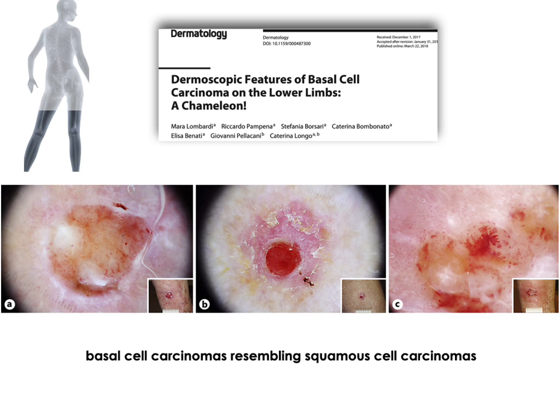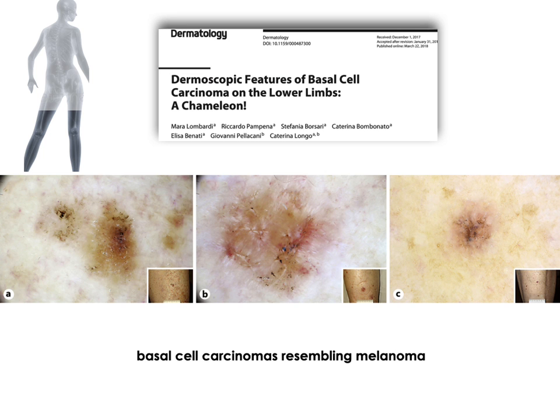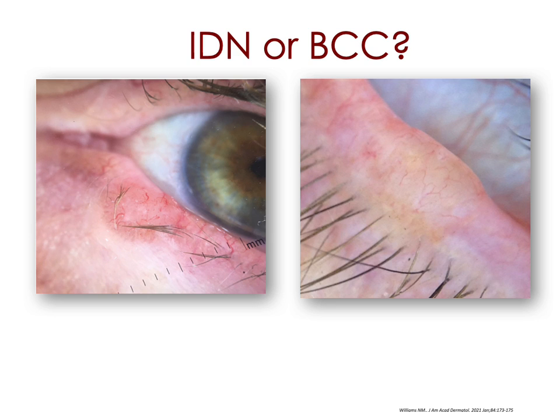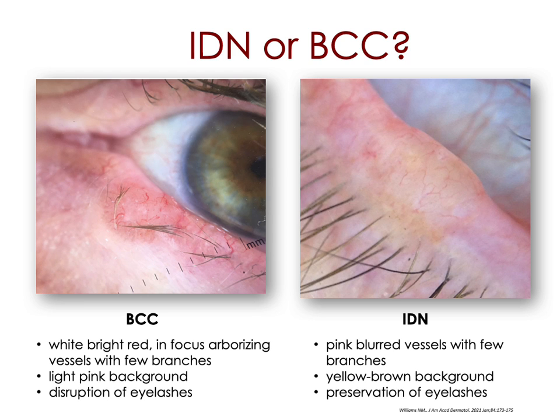Here you can see 3 examples of basal cell carcinomas resembling squamous cell carcinoma. Sometimes the differential diagnosis among basal cell carcinoma and melanoma, or among basal cell carcinoma and seborrheic keratosis, can also be difficult. And another tricky area is the eyelid, where we can find BCC and intradermal nevus. The main differences are that BCC shows white, bright red in-focus arborizing vessels with disruption of eyelashes, while intradermal nevus has a yellow-brown background with the preservation of eyelashes.